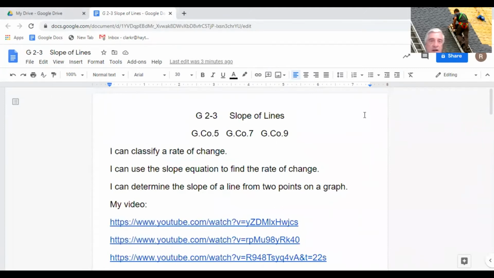This is a slope of lines. Those are the geometry objectives, but there are also objectives for slope in both Algebra 1 and Algebra 2. The I can statements: I can classify the rate of change. I can use a slope equation to find the rate of change. I can determine the slope of a line from 2 points on a graph.